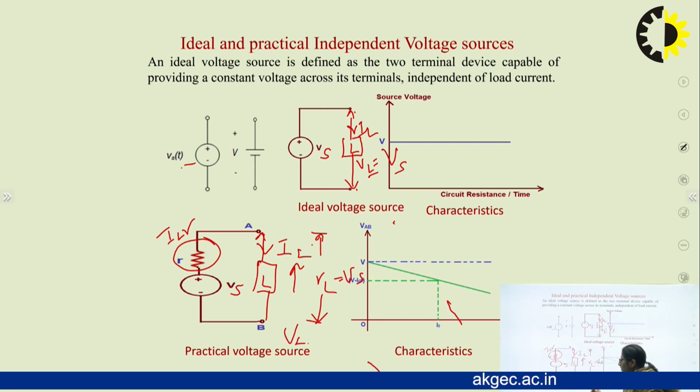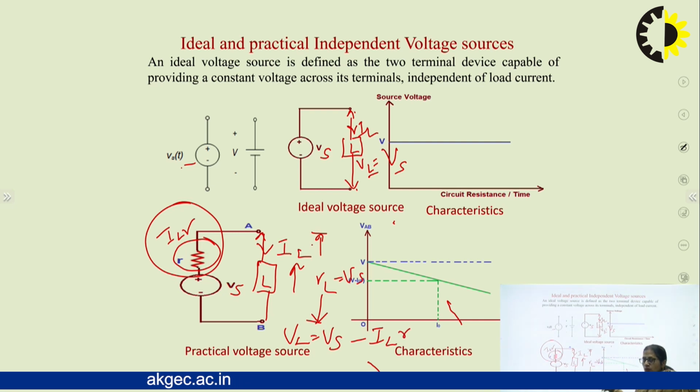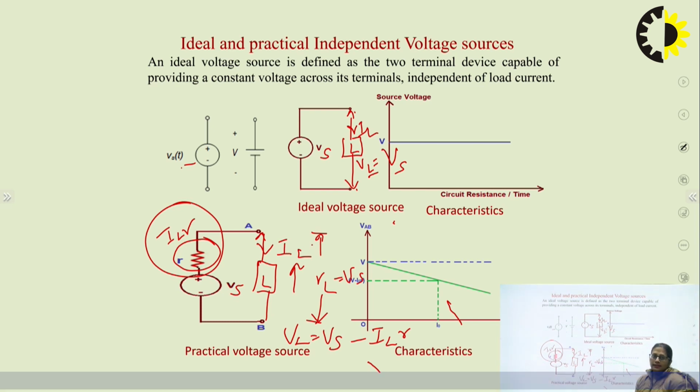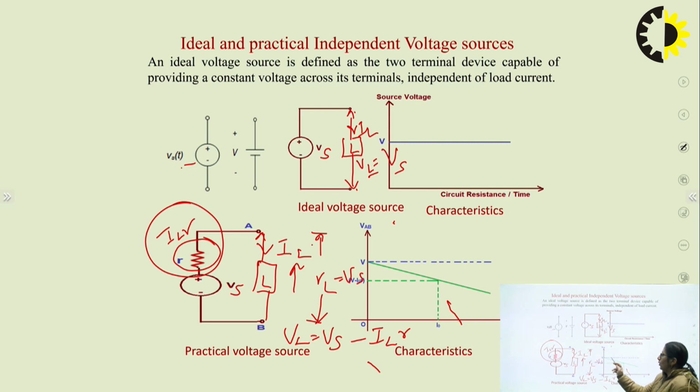In this case, VL is equal to Vs minus this drop. What is this drop? IL into R. That means it is a dropped value. So as the load keeps increasing, IL keeps increasing, so VL keeps decreasing. Compared to the constant graph we got for the ideal one, this time we will get a drooping characteristic. There will be a decrease in the terminal voltage with the increase in the current.